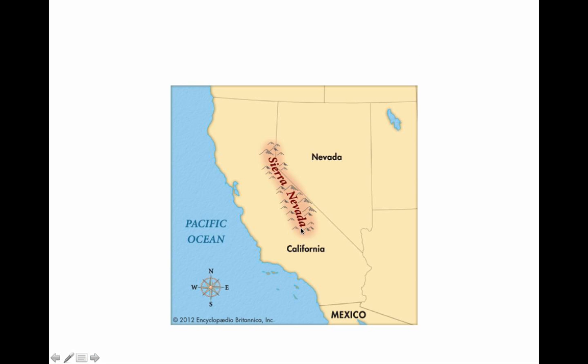So the Sierra Nevadas run mostly in California and a little bit in Nevada. Remember, the other mountain ranges ran from California, Oregon, and Washington. The Sierra Nevadas are located mostly in California and a little bit in Nevada.